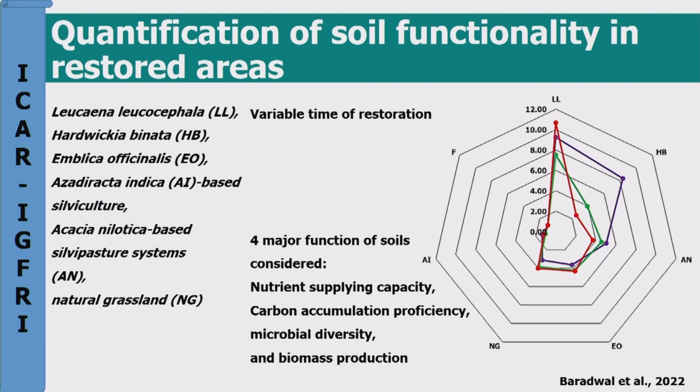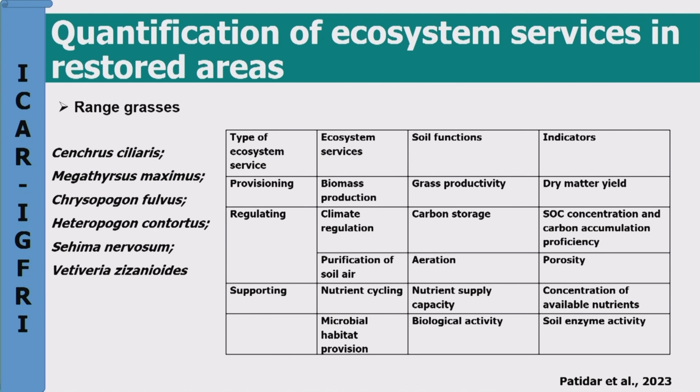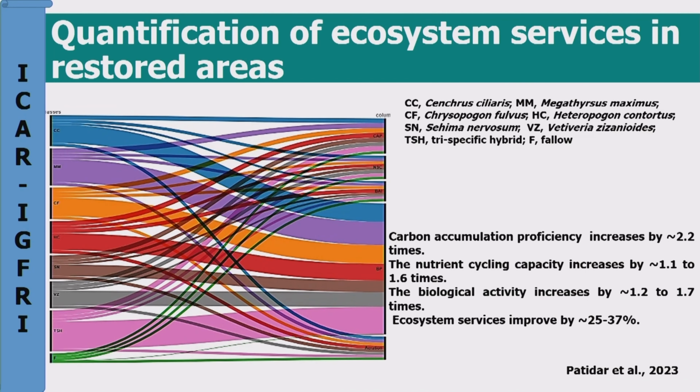We also quantified the soil functionality of the eco-restored land using a Leucaena leucocephala-based system, and we found that the legume tree-based restoration activity has a great contribution in improving the soil functionality. We also estimated the ecosystem services of the range grasses during and after land restoration. And they showed great proficiency in improving the carbon accumulation, nutrient cycling, and biological soil biodiversity.